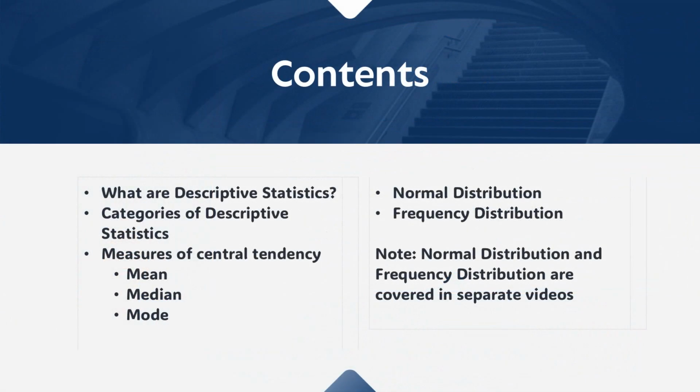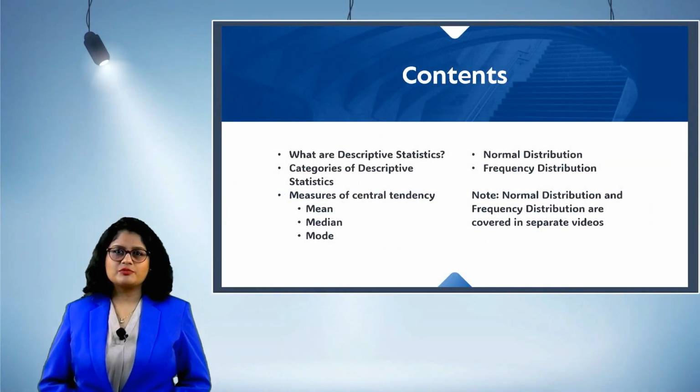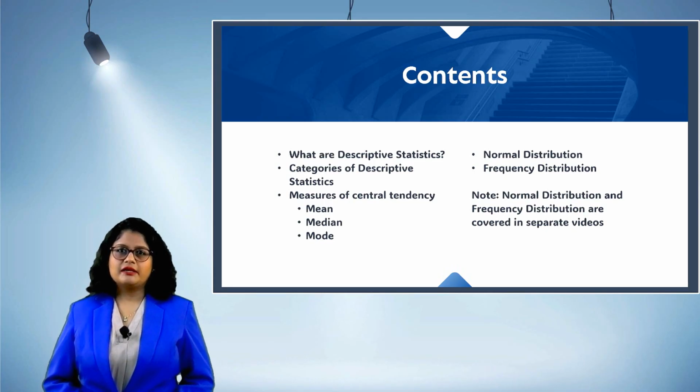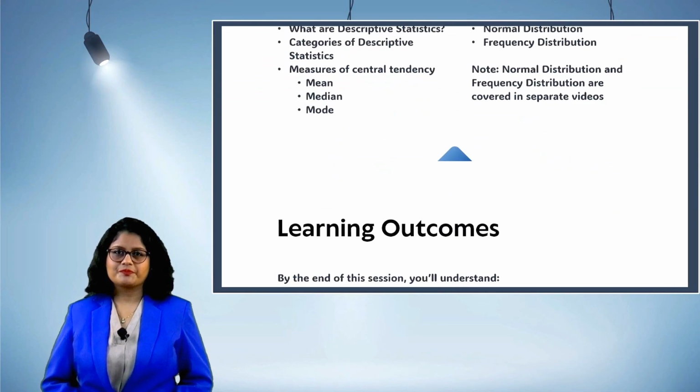Descriptive statistics covers topics like measures of central tendency, which includes the mean, median, and mode. Measures of variability through normal distribution, which includes standard deviation, variance, skewness, and kurtosis. Then, frequency distribution. As we have separate videos to cover normal distribution and frequency distribution, in this video we shall only focus on measures of central tendency, that is mean, median, and mode.